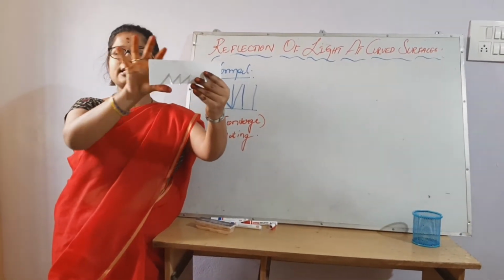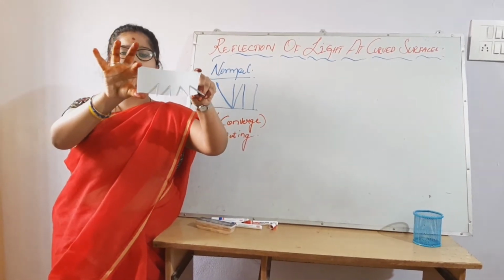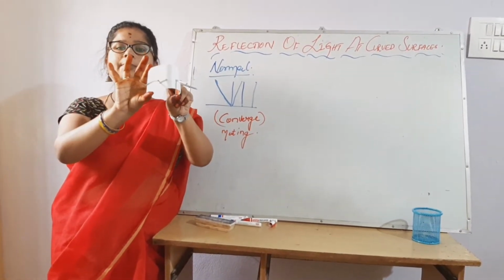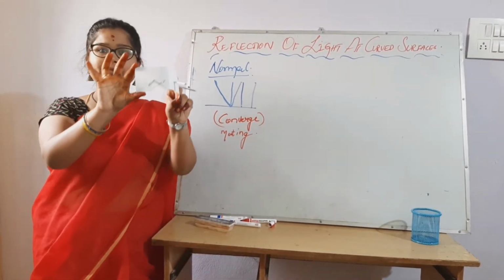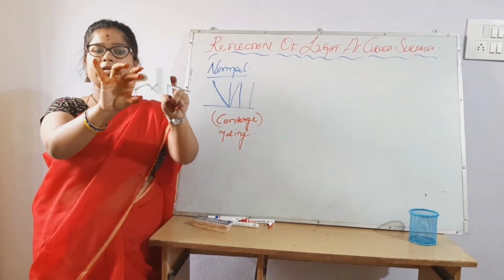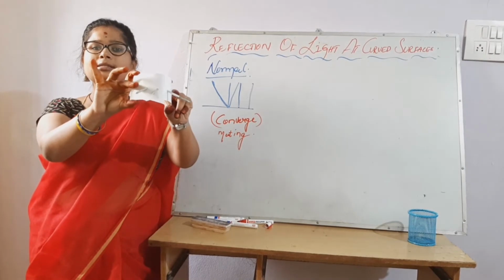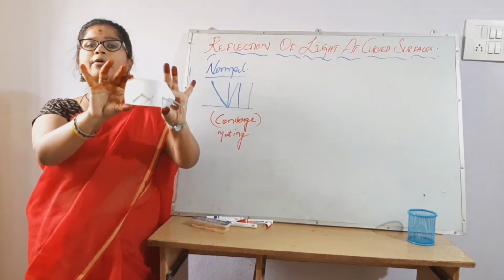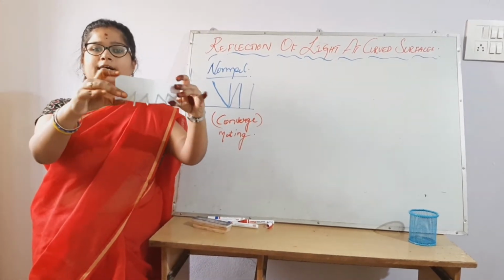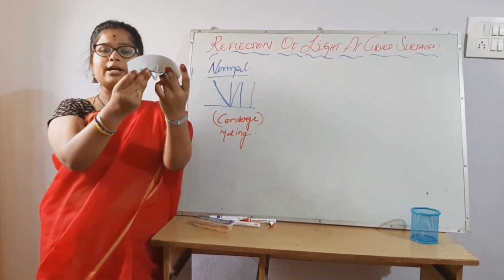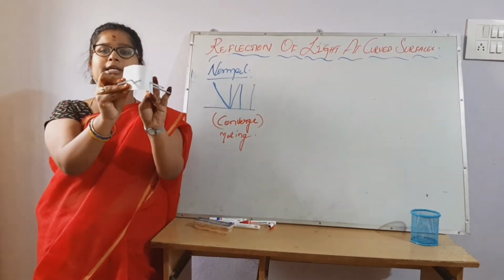Suppose this foam is a mirror. When I bend it outside like this, it behaves like a convex mirror. This is the reflecting surface, and these are all the normals. So what happens in this? The normals are going to diverge, which means move away from each other. Concave mirror: converge, coming together. Convex mirror: diverging.